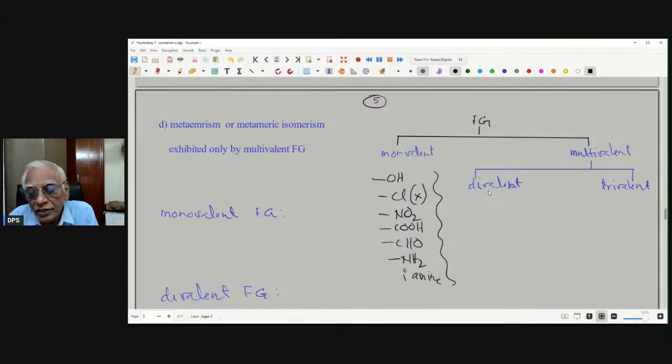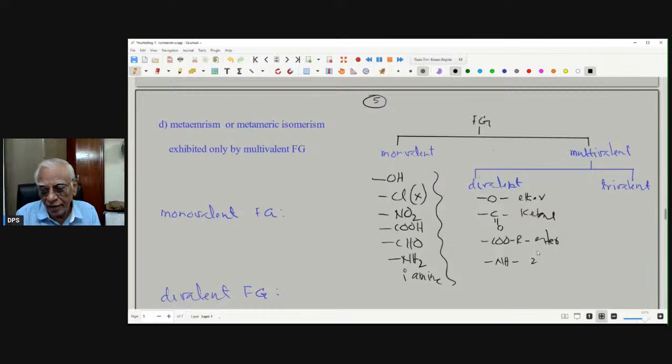Now this is going to be divalent. Examples: ether, with a carbon on one side and a carbon on the other, different alkyl groups attached. C double bond O, a ketone, is a divalent functional group, whereas aldehyde is a monovalent functional group, though they are functional isomers. COO, or ester, is a divalent functional group. NH with two dashes, since the valence of nitrogen is 3: a secondary amine is a divalent functional group.